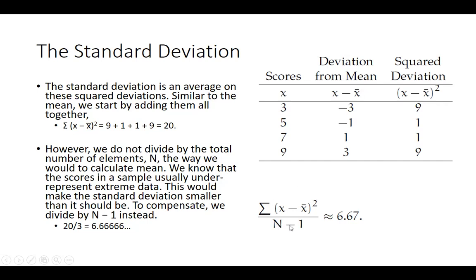So the formula that we're following so far is going to be the sum of our squared deviations divided by n minus 1. Since our n was 4, with 1, 2, 3, 4 data points, n minus 1 would be 3. So 20 divided by 3 gives us 6.6 repeating, approximately 6.67. We are not done.